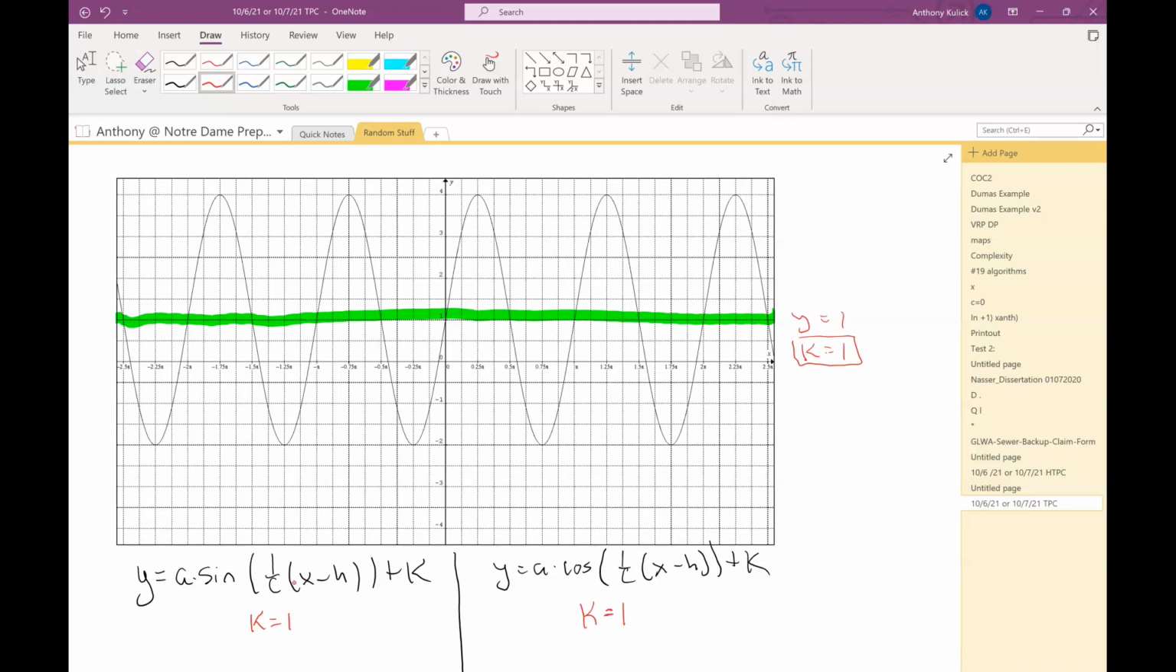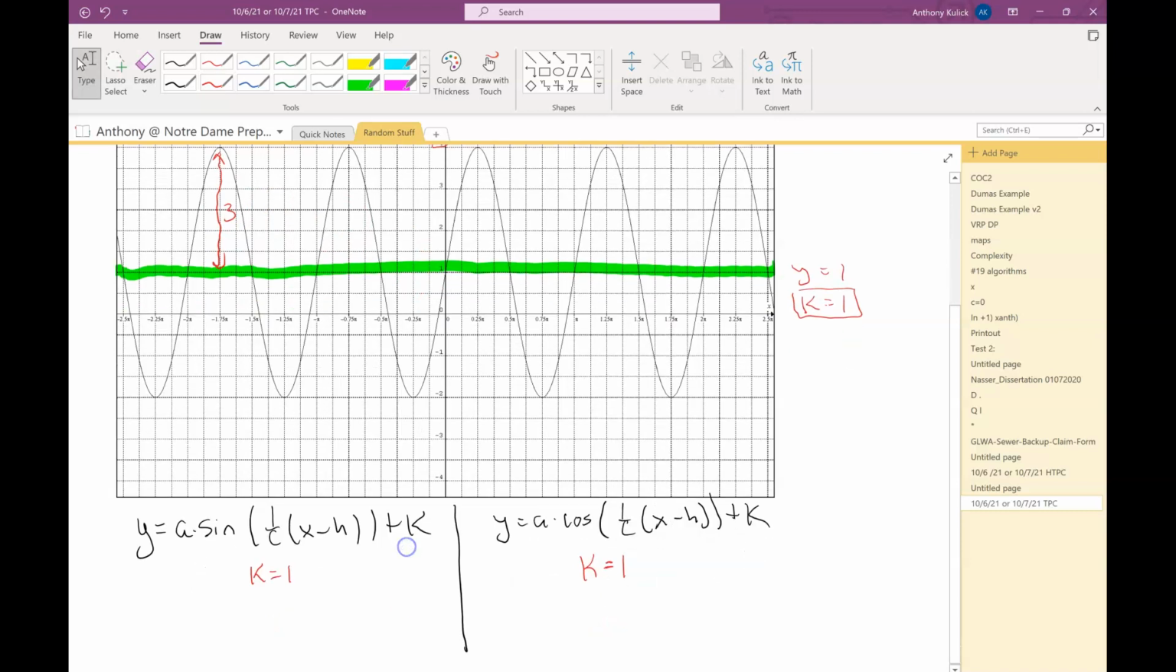The next thing I'm going to do is figure out my amplitude. If you remember from last time, the amplitude is the distance from like a maximum or minimum back to the midline. So the max happens up here at 4, and the midline happens here at 1, so that distance must have been 3. So that's my amplitude.